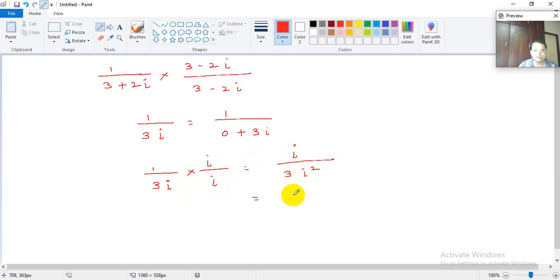So what it happens, it is I upon 3 into -1, because I squared being -1, this is 3 into -1, so it is -3. So it is what, -1 by 3 into I. Okay, so see now denominator has become a real number.